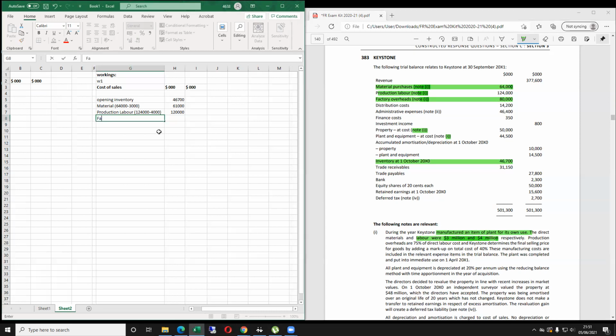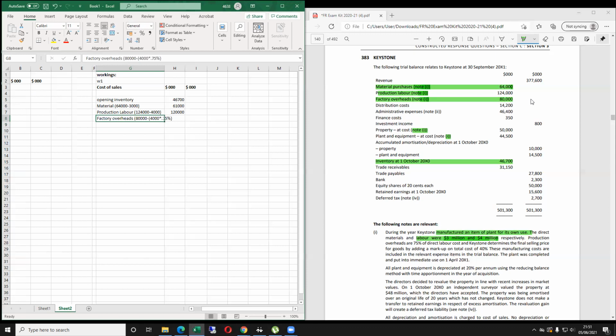Wait, hold on. It says production factory overhead is 75% of labor, and labor was 4 million. So do we have to add it or take it out? We need to take these out. So you can see 80,000 from the trial balance minus this, and 75% of 4 million into 75%.